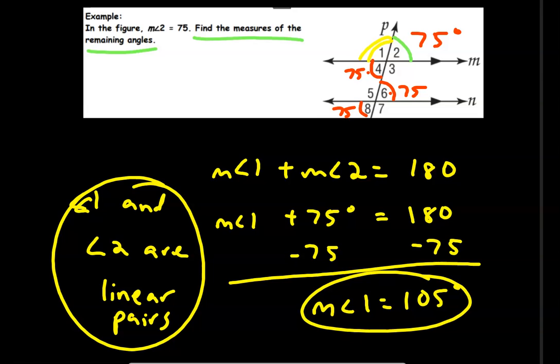I know angle 1 has to be 105. And for that matter, if that's 105, then this is 105, and this one is 105, and the other is 105, for lots of reasons. 1 and 5 are corresponding angles. These two are alternate interior angles. These two are vertical angles. These two are alternate exterior angles. For all those reasons, they're equal to each other. So that's how we can do it if it's just numbers. Let's try now with variables.